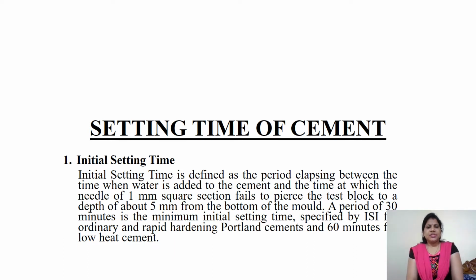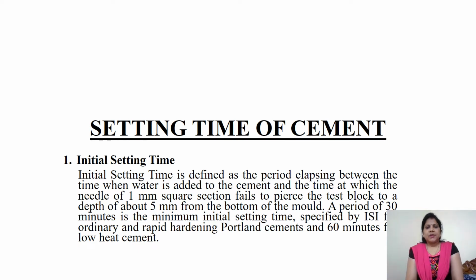Initial setting time is defined as the period elapsing between the time when water is added to the cement and the time at which the needle of 1 millimeter square section fails to pierce the test block to a depth of about 5 millimeter from the bottom of the mold. For setting time of cement, we are using an instrument, that is apparatus, that is your Vicat apparatus, and there are different parts of Vicat apparatus like your plunger, mold, glass plate, which are used in initial setting time and final setting time.